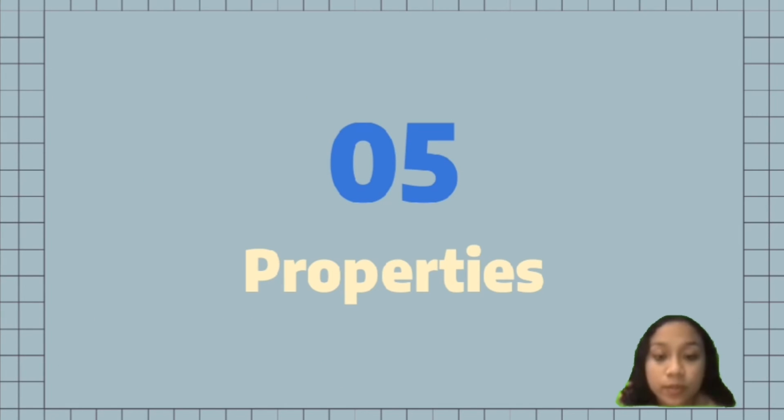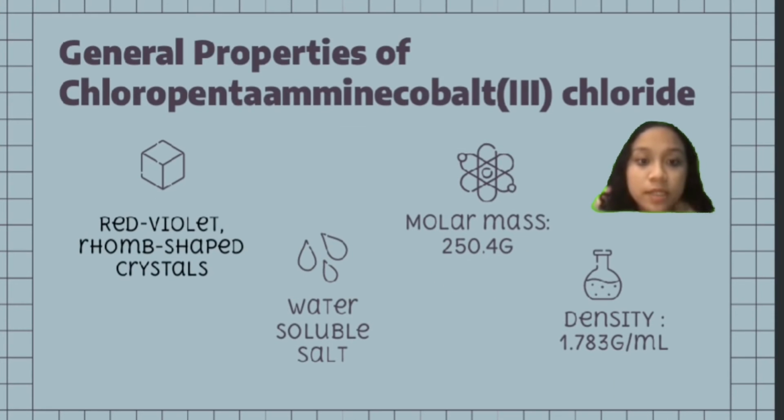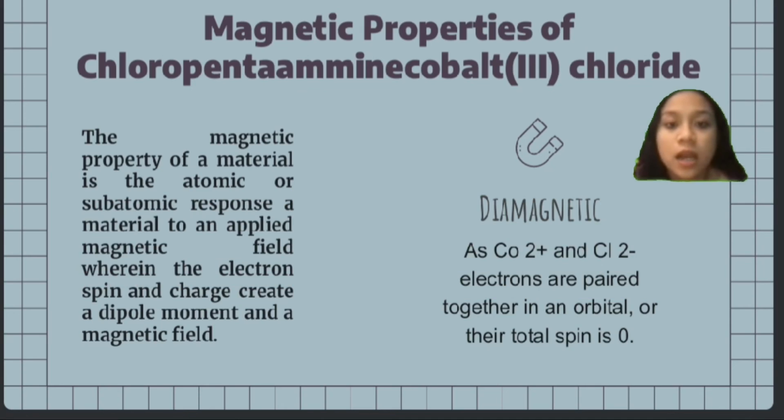Followed by the properties of chloropentamine cobalt 3 chloride. In general, it comes in a rhombic shaped crystal, which is red violet in color. It is also known as a water-soluble salt. It has a molar mass of 250.4 grams per mole, and the density, which is denser than water, is 1.783 grams per milliliter.